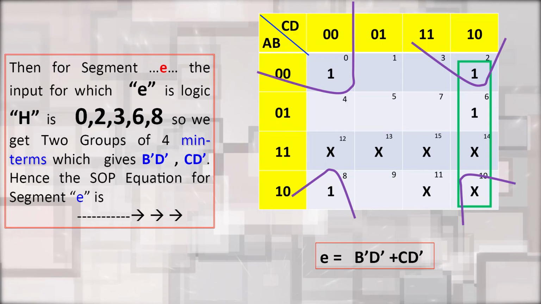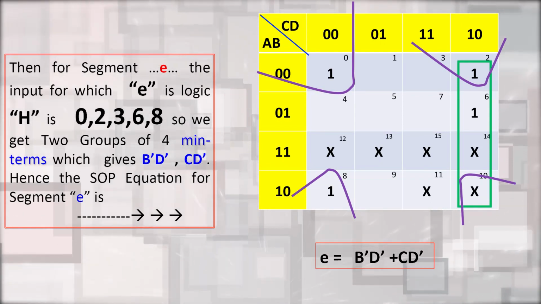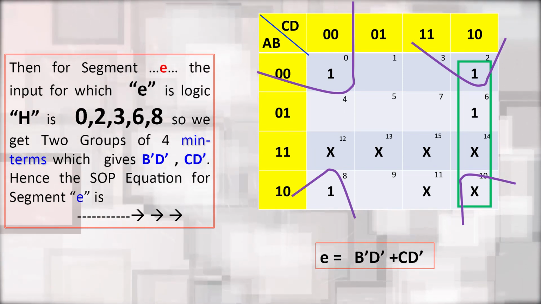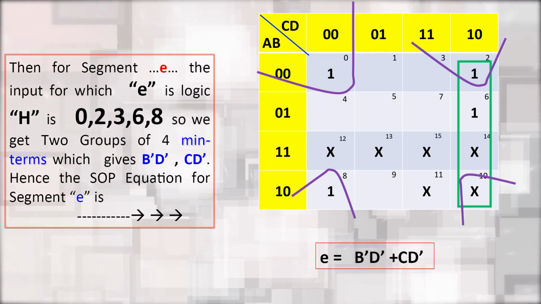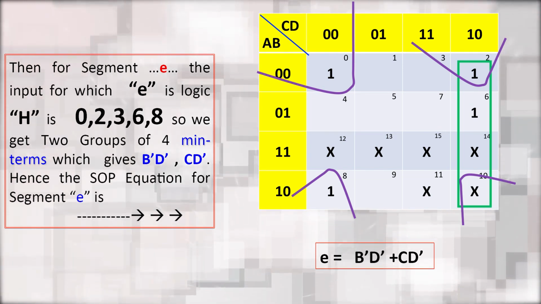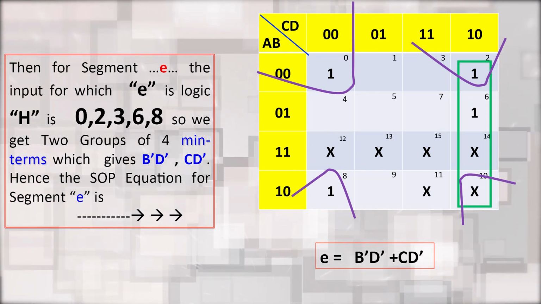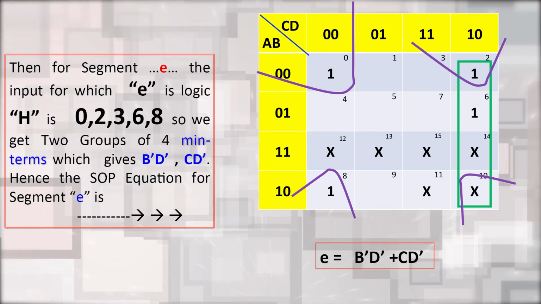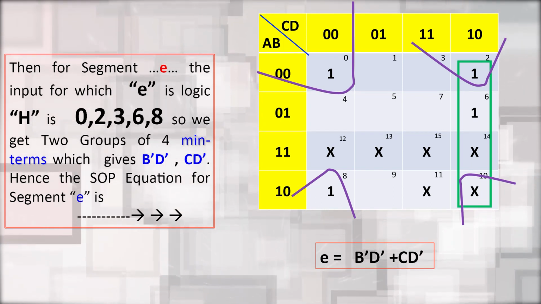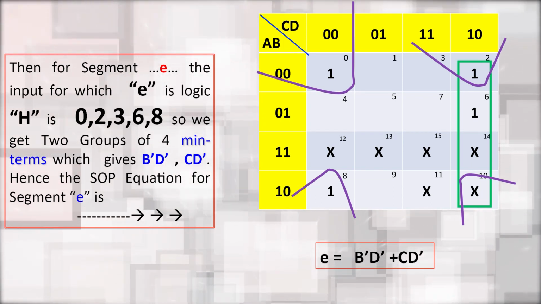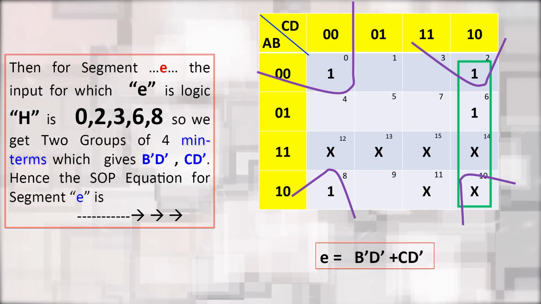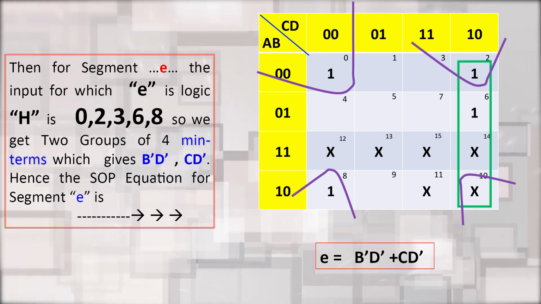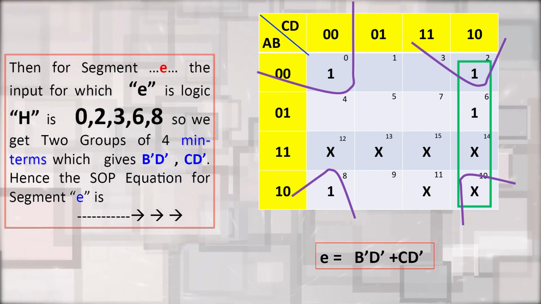Then, for segment E, the inputs for which E is logic high are 0, 2, 3, 6, 8. So, we get 2 groups of 4 minterms which give B bar D bar and C D bar. Hence, the SOP equation for segment E is E equal to B bar D bar plus C D bar.